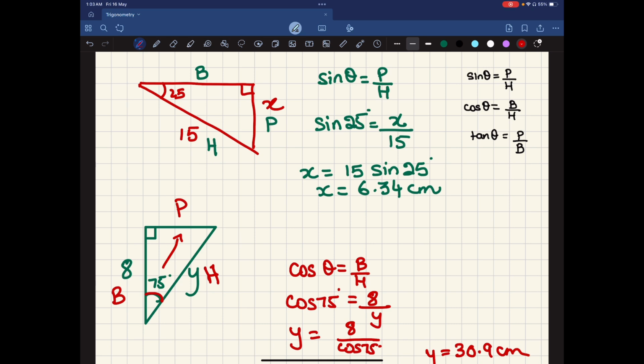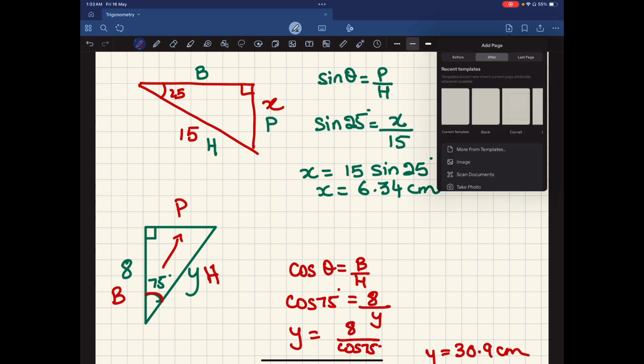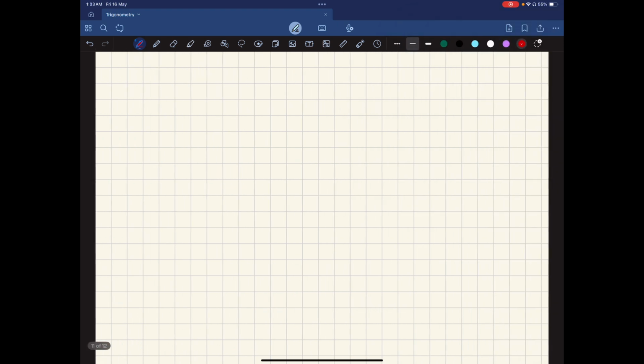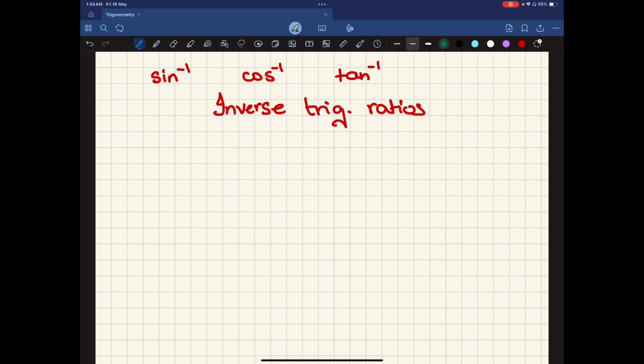Now this is the case where the angle is given to us. They can also ask you to find the angle, and that is where we're going to use our inverse trigonometric ratios, which are written as sine inverse, cos inverse, tan inverse. You're not going to read this as sine raised to the power -1. That is incorrect. This is sine inverse, cos inverse, and tan inverse. These are the inverse trigonometric ratios, and they're used to find angles.